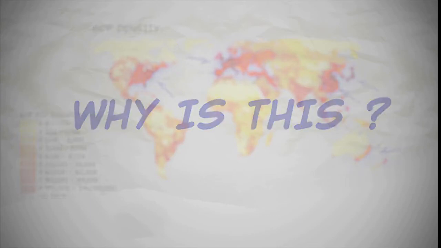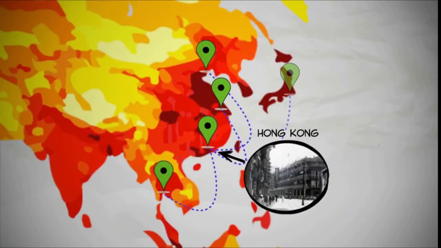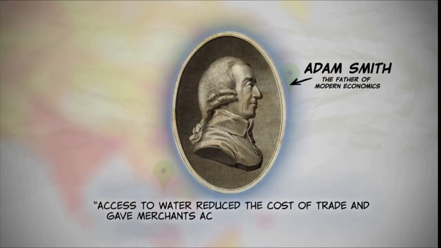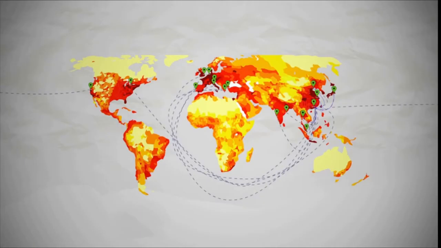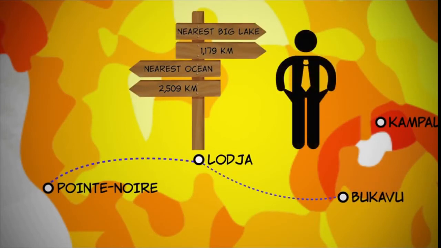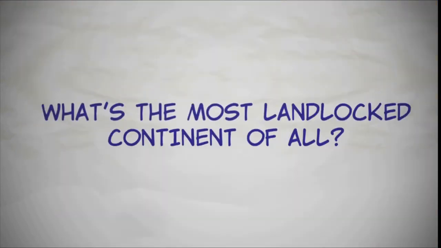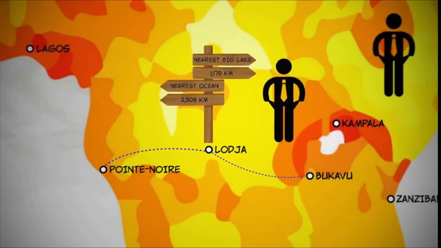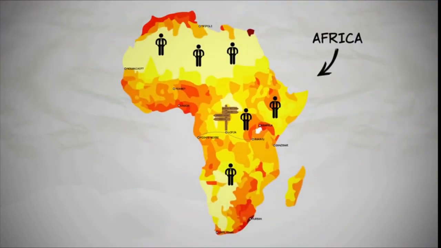Why is this? It's much cheaper to transport goods over water than over land. So, Adam Smith argued that access to water reduced the cost of trade and gave merchants access to larger markets. In turn, larger markets gave merchants a greater incentive to specialize and to innovate. As a result, civilization grew where trade was easiest. Even today, countries that are landlocked are on average poorer than countries that have access to a coast. What's the most landlocked continent of all? It also happens to be the continent with the most poor countries, Africa.